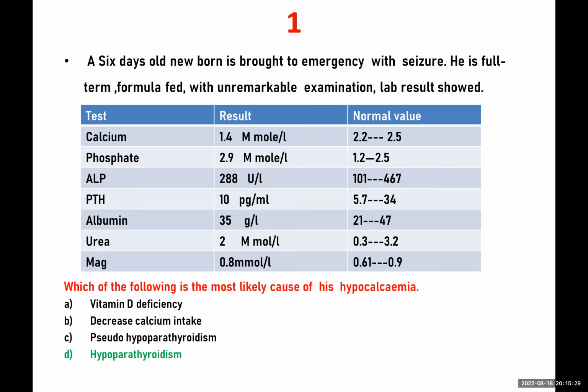But the second possibility, if I have a child with low calcium and his phosphate is low, and the alkaline phosphatase is high, as I mentioned before, this is most likely a child having vitamin D deficiency. So this is important. You have to know how to interpret the bone profile.